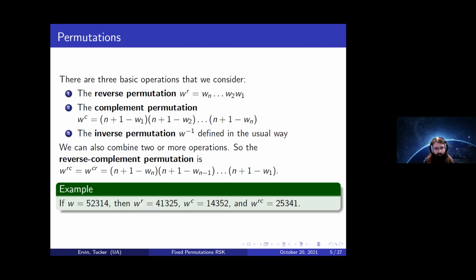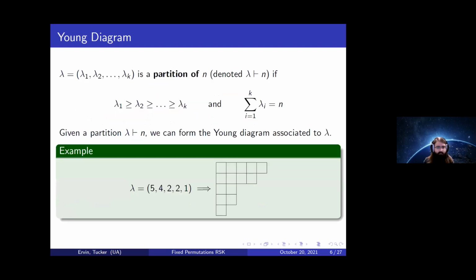Okay, so we know what the RSK correspondence takes in. It takes in these permutations in one line notation, and it spits out some other stuff. So we're going to talk about the other stuff now. And really what they are is just Young diagrams. So if we have a partition of n, which is just a weakly decreasing sequence of integers that if we sum them all together, we get n, we can form a Young diagram associated to that partition.